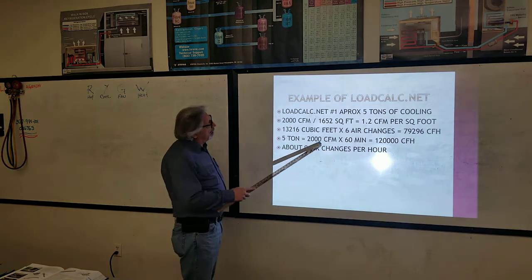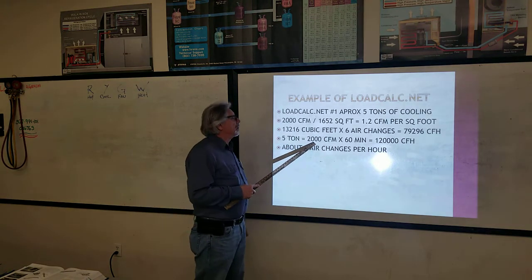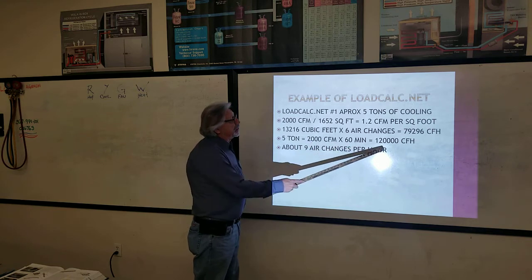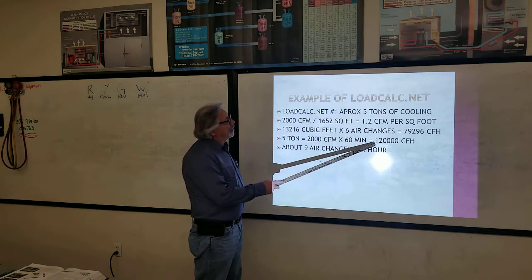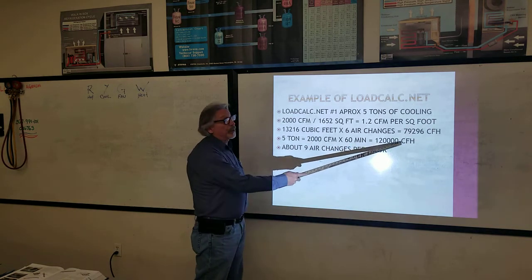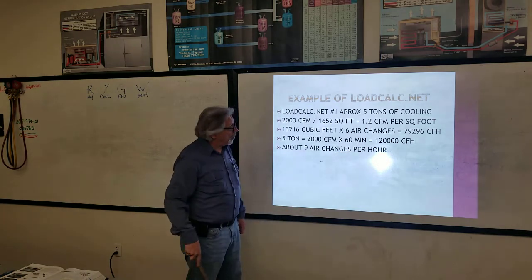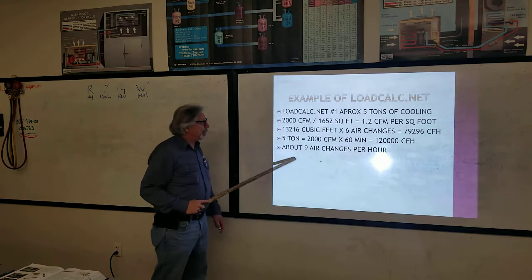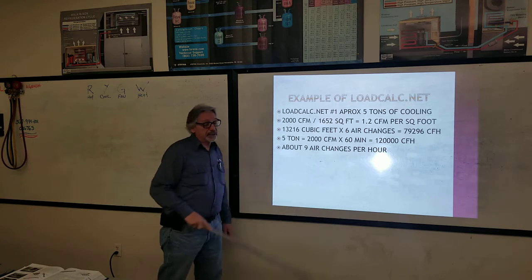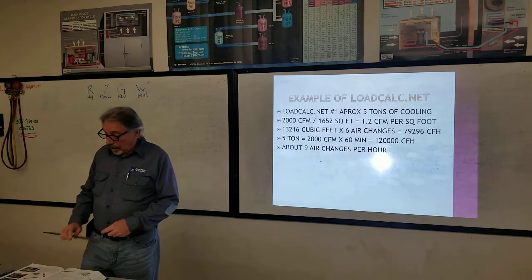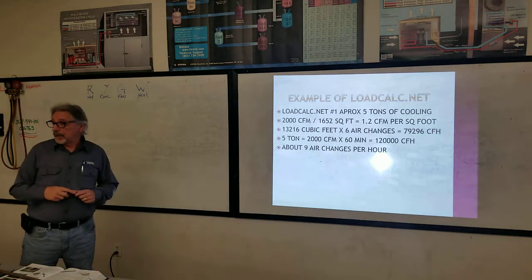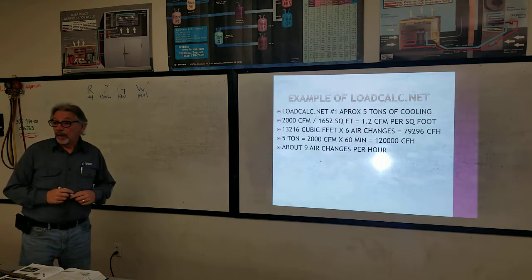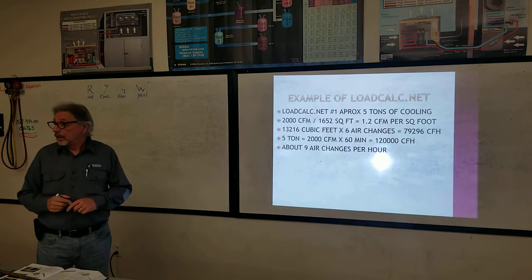Okay, this is what a 5-ton will give you: 2,000 CFM times 60, it'll give you 120,000 cubic feet per hour, or about 9 air changes per hour. That's the first one we did, that was low calc number 1, right? We good with that so far?